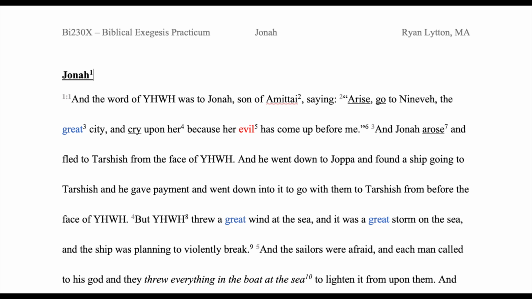One, you see arise, go, and cry are all underlined. These are what I'm going to call the prophetic imperatives in the book of Jonah. These are the 3 things that Yahweh tells Jonah to do, and they're going to keep coming up throughout the rest of the book. So those are underlined there because you need to take note of that.